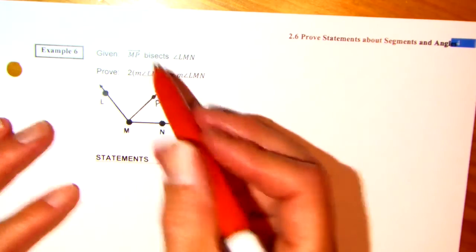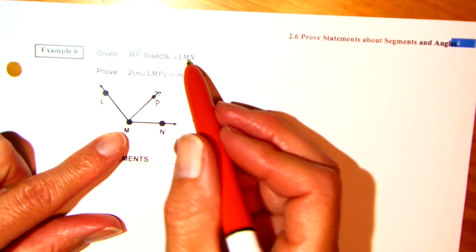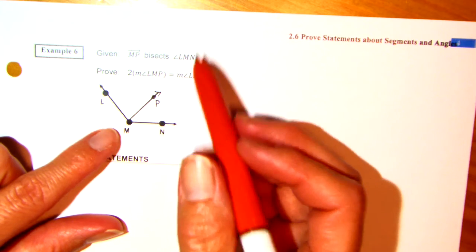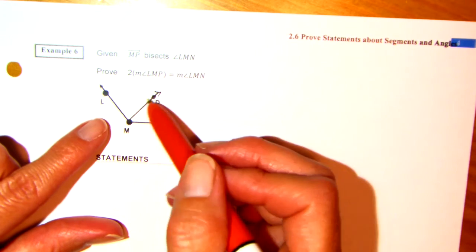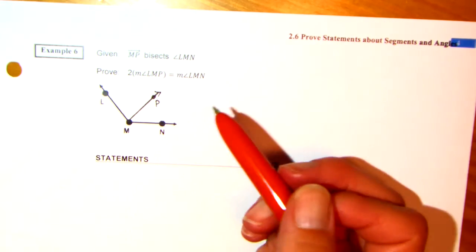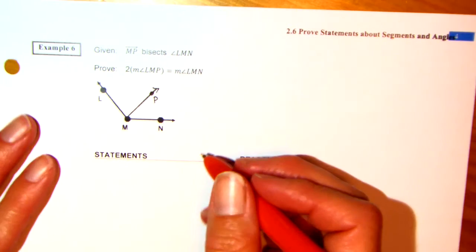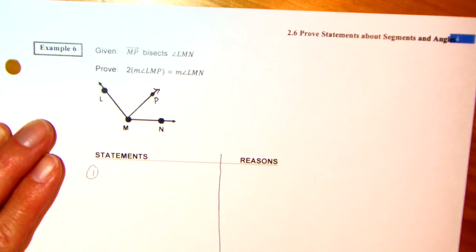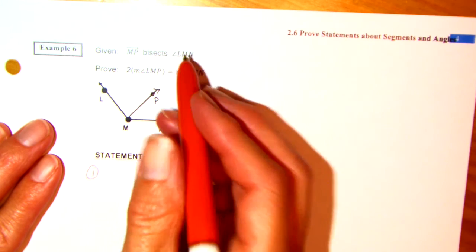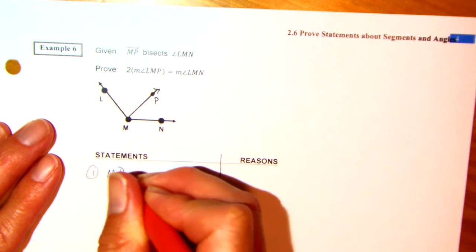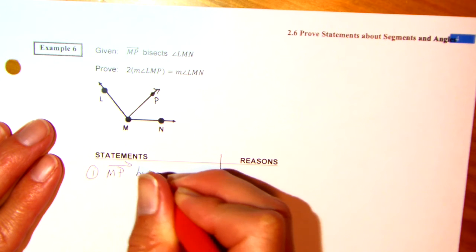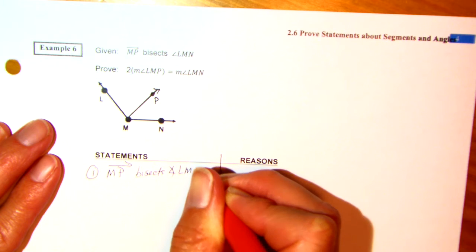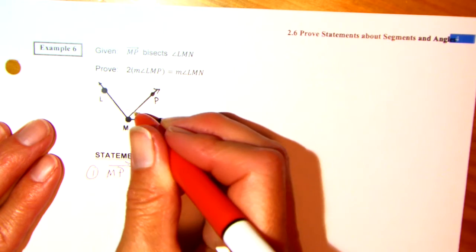Okay. MP bisects angle LMN. We know that it's going to cut it in half. So that means 2 of the LMPs will equal LMN. We know that. All right, here we go. Number 1. Let's draw our column. Write down your given statement. Ray MP bisects angle LMN. That means it's going to cut these 2 in half.